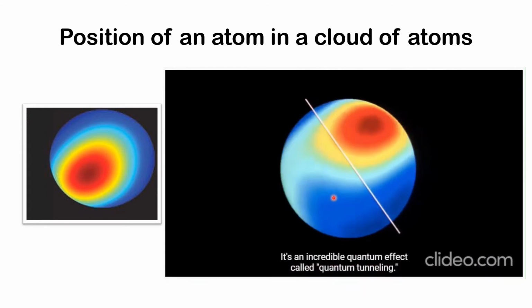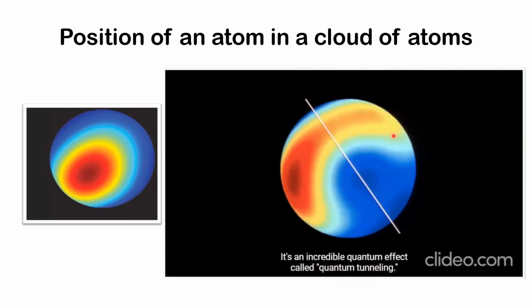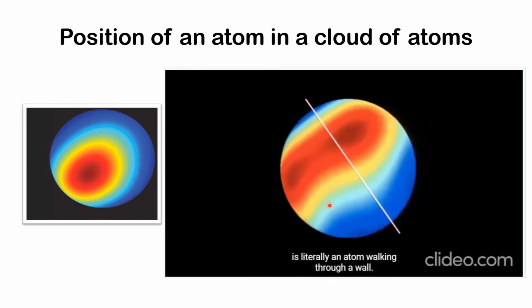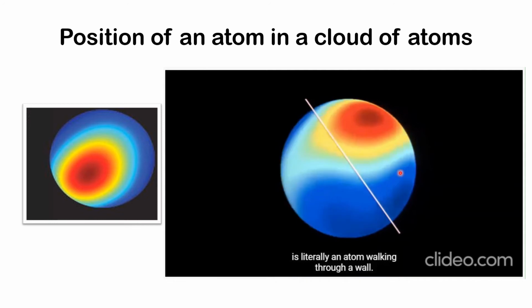The position of an atom may change from one position to another position. That is, an atom can keep on changing its location from one point to another point across a barrier. So it can walk across a barrier from one point to another point. What you see here is a red colored region, which represents the region of a high probability of an atom existing in it, while a blue colored region is one wherein the probability of an atom existing in it is less.